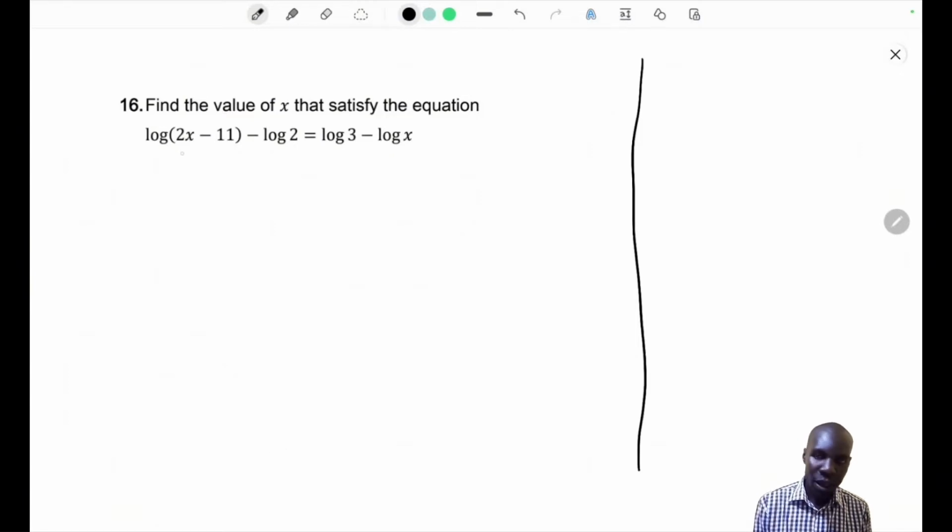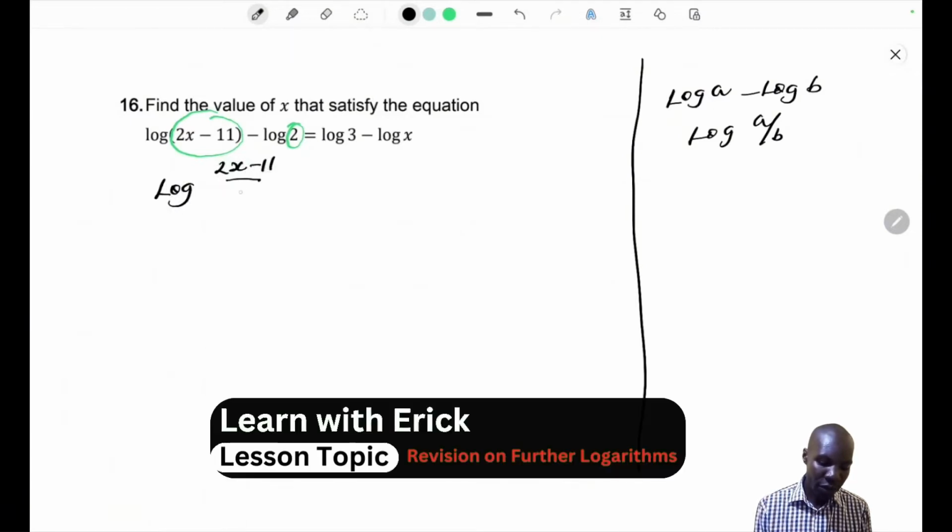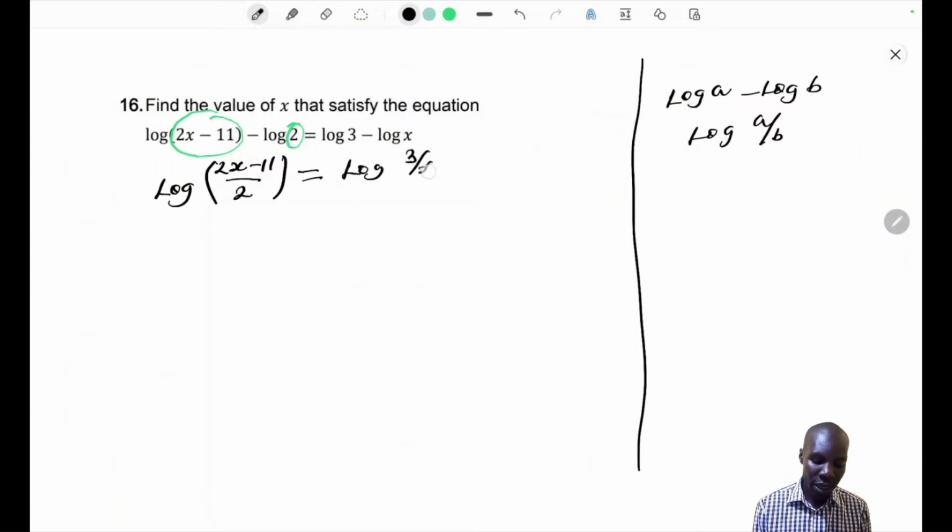So we are given log of 2x minus 11 minus log of 2 equals log of 3 minus log of x. We know that log of a minus log of b is equivalent to log of a over b. So log of 2x minus 11 minus log of 2 can be written as log of 2x minus 11 over 2, which should give us log of 3 over x. So the log will cancel out. We are left with 2x minus 11 over 2 equals 3 over x.